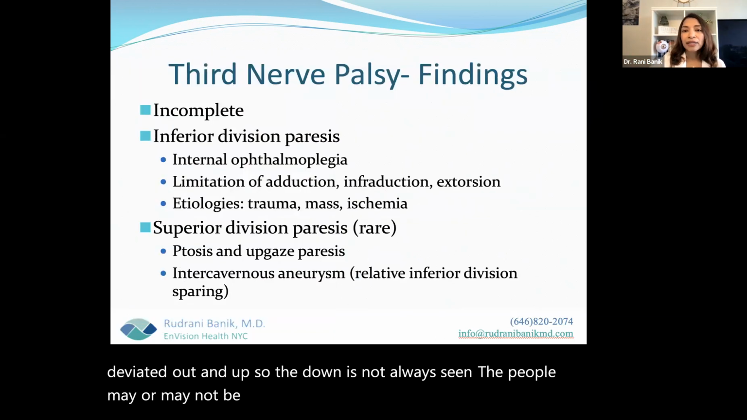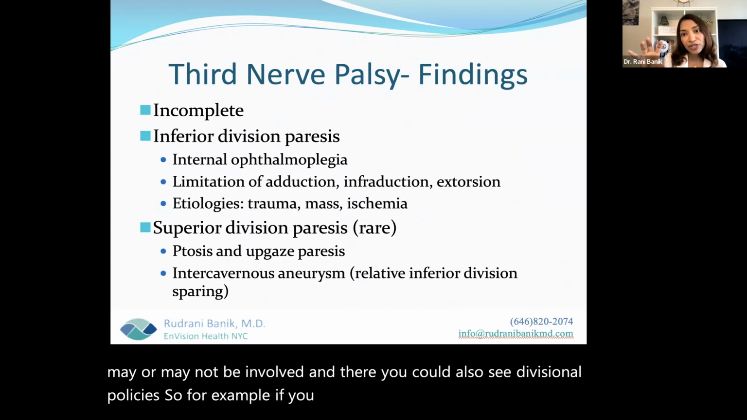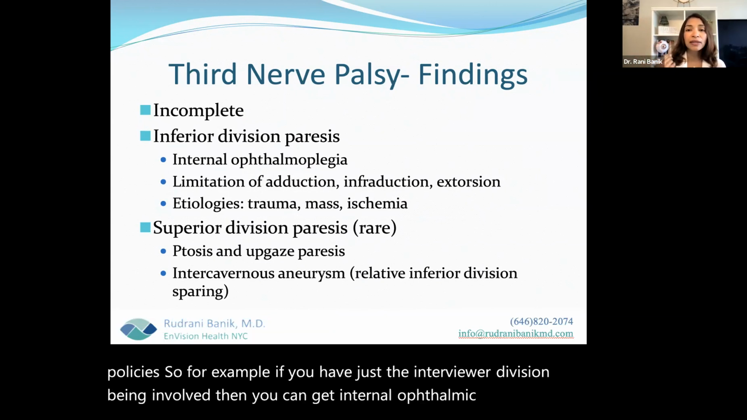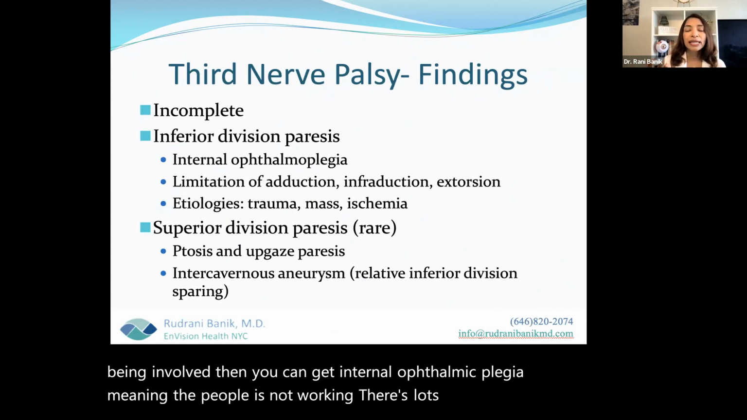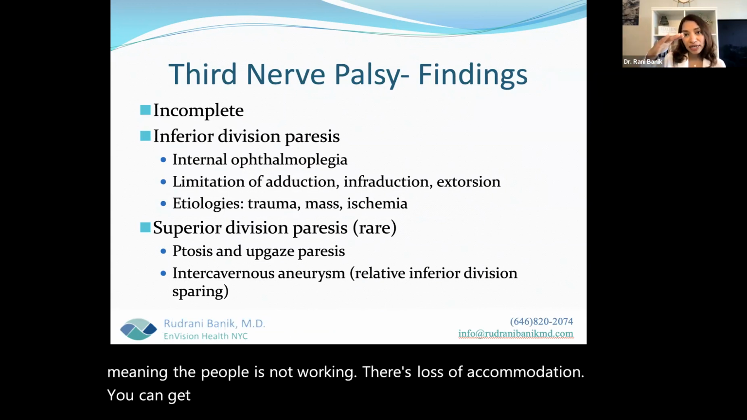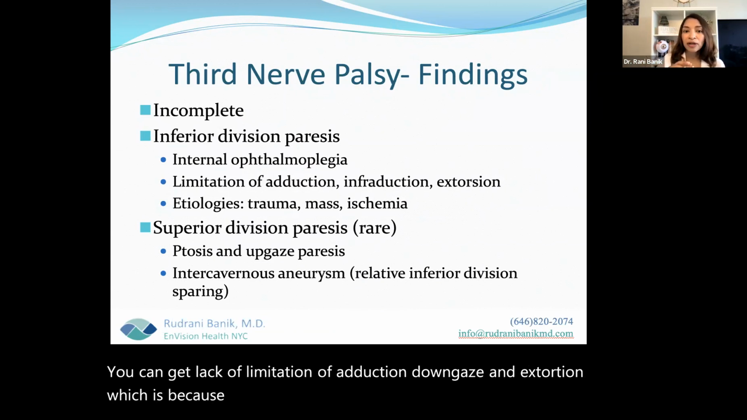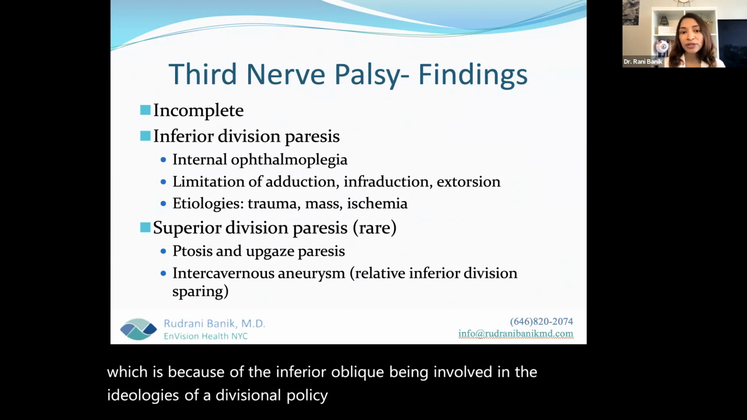And there you can also see divisional palsy. So for example, if you have just the inferior division being involved, then you can get internal ophthalmoplegia, meaning the pupil's not working, there's loss of accommodation. You can get lack of limitation of adduction, down gaze, and extorsion, which is because of the inferior oblique being involved. The etiologies of a divisional palsy, like an inferior division palsy, include trauma, mass, or ischemia.